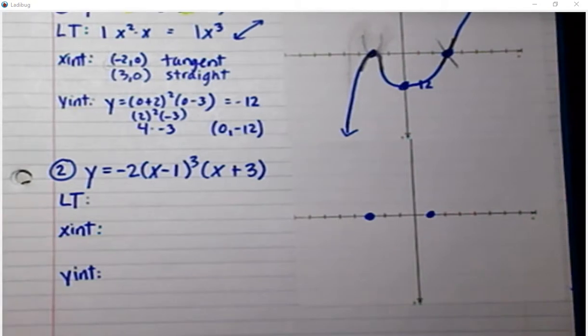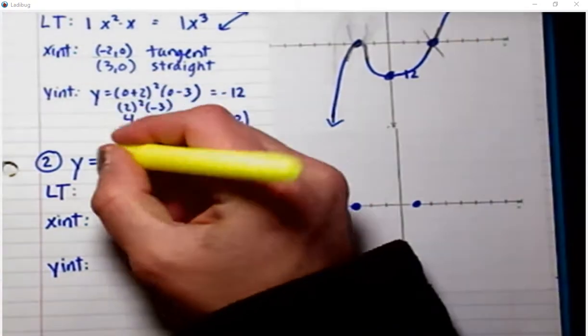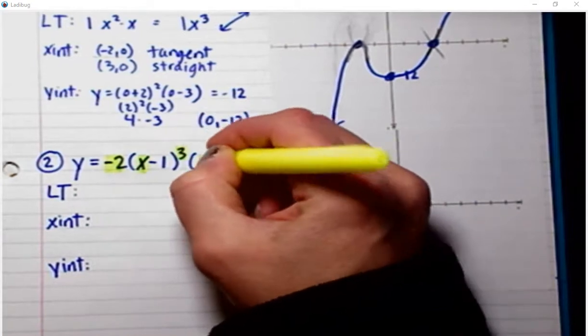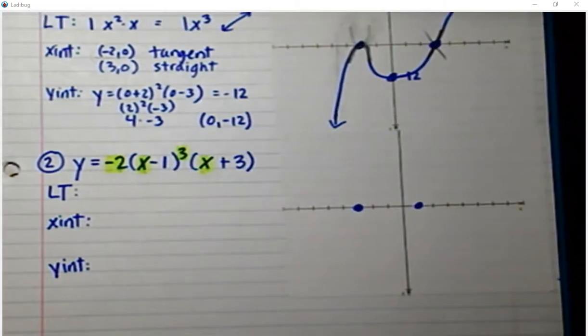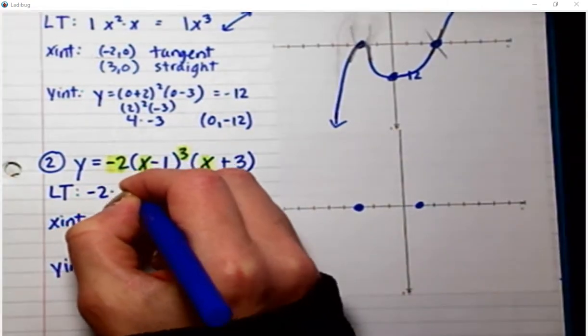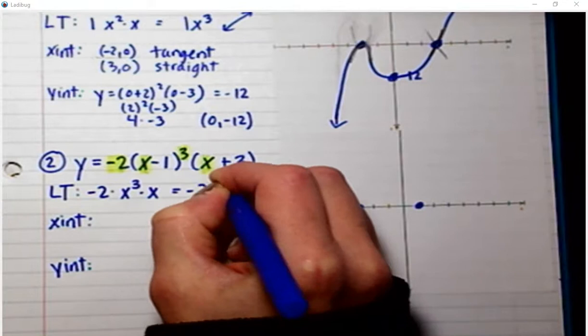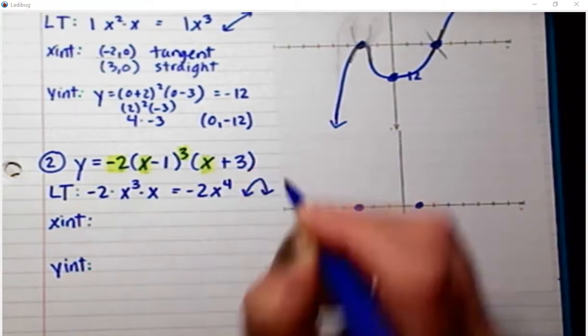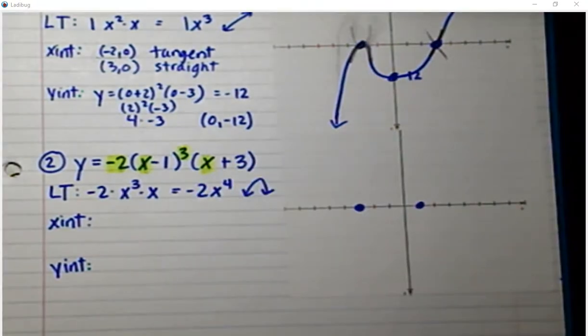Okay, see if you can find the leading term. Because it's in factored form, you have to FOIL, which is just the first term, because that's the one that gives you the end behavior. Every time I do my leading term, I write down my end behavior right next to it as a reminder.